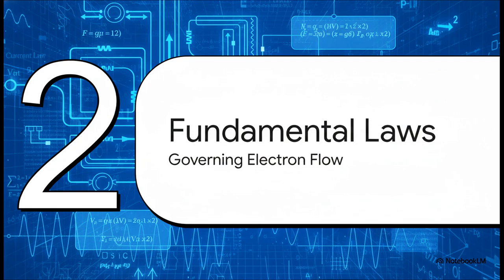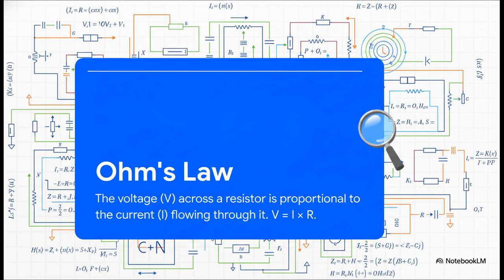So, we know the components. Now let's get into the rules of the game. These are the fundamental, non-negotiable laws of physics that are the bedrock for analyzing any circuit you can imagine. First up, the big one, Ohm's law. This beautifully simple equation, V equals I times R, is the absolute cornerstone of circuit analysis. It elegantly describes the relationship between voltage, current, and resistance. Honestly, it's the first tool you'll grab from your mental toolkit every single time.